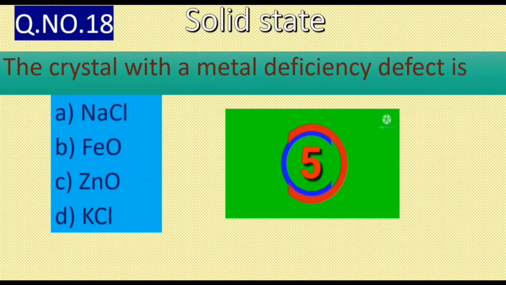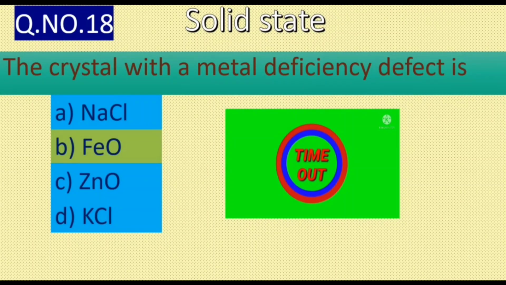Question number 18. The crystal with a metal deficiency defect is. Answer option B, FeO.